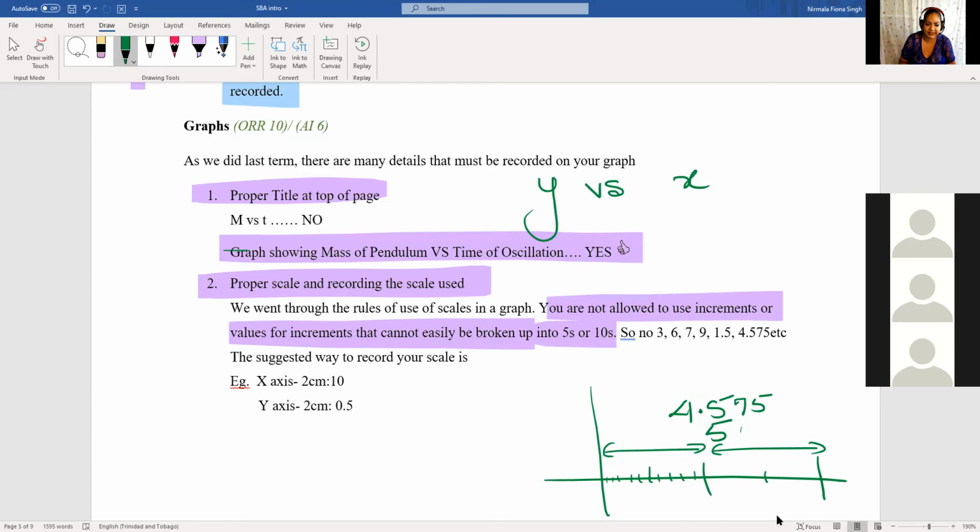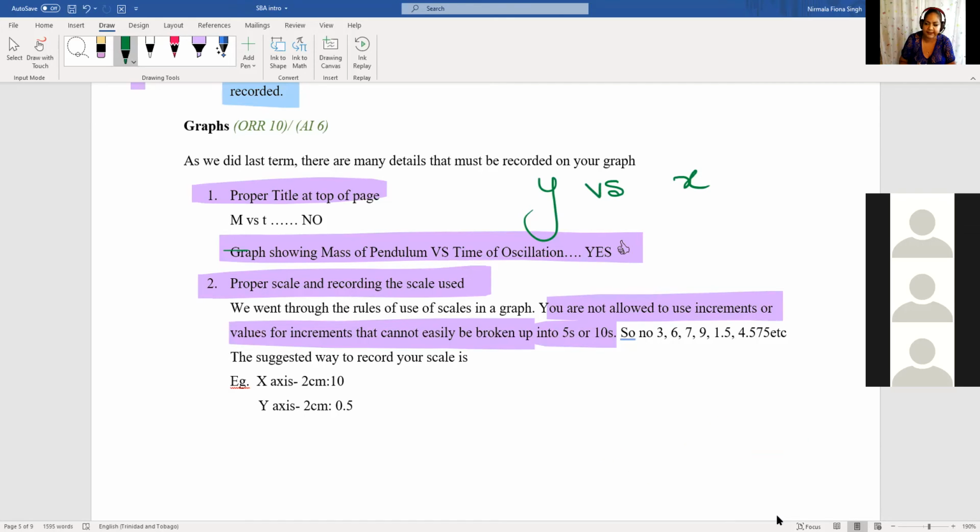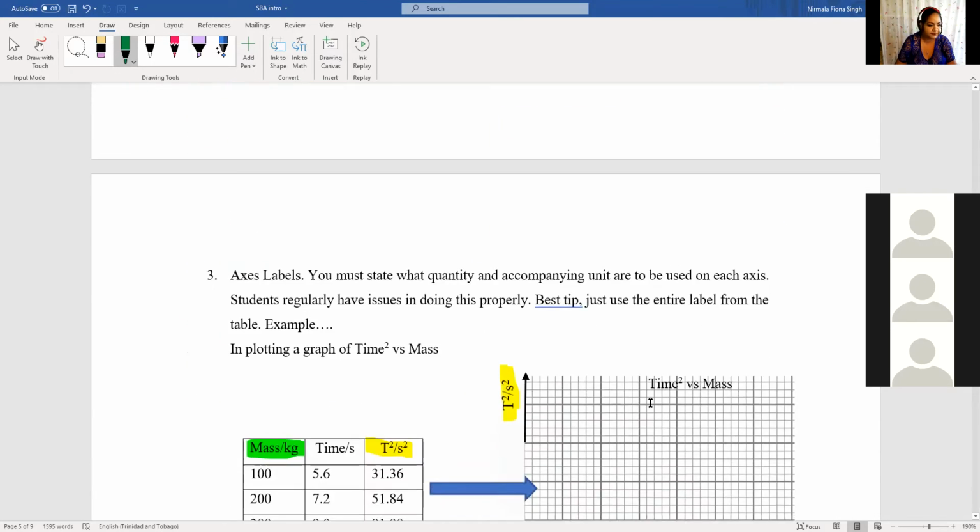When you have to come up with your scales, use a really nice, easy number that's quick to work with. Don't take complicated numbers. We can always use numbers like 1s, 2s, 5s, 4, 10, and so forth. Numbers that are easy to break up and to count into tens, please use that. The suggested way to record your scale, we will go through on the board in school for our second lab. I'm not going to go through this now because it will make no sense to you until we go in the lab.